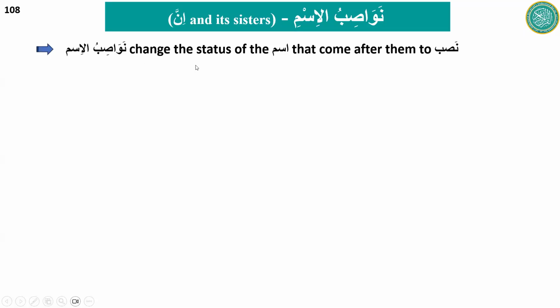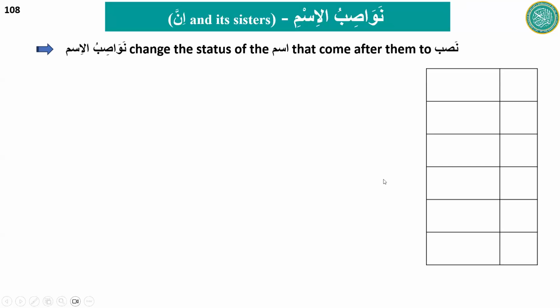Nawasibul Ism change the status of the ism that comes after them to nasab. So like jar majroor, we learned 11 words. When any of those words show up in Quran, there will be an ism after it, right next to it. And that ism will always be in jar status. It's a similar concept.